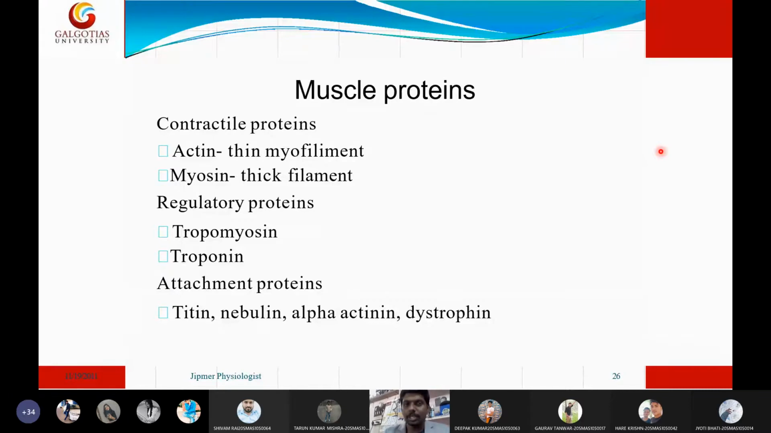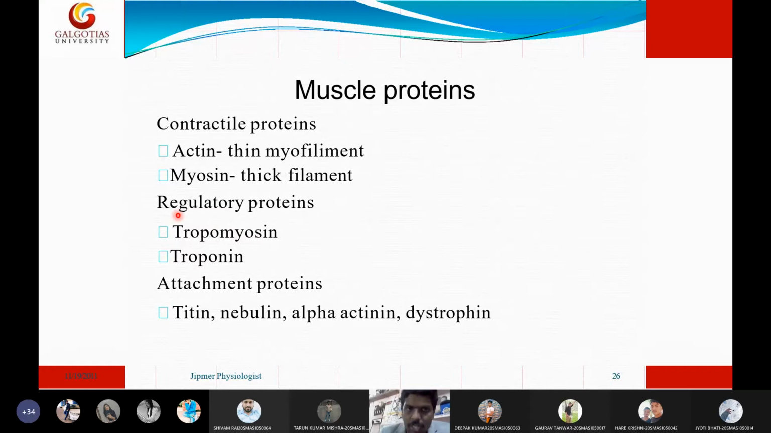So basically, the proteins present in the muscle are broadly divided into three categories, students. One is contractile proteins. These are the proteins that are helpful in the contraction of the muscle, so such proteins are called contractile proteins. Those contractile proteins you already know are actin and myosin filaments, which are essential for contraction of the muscle.